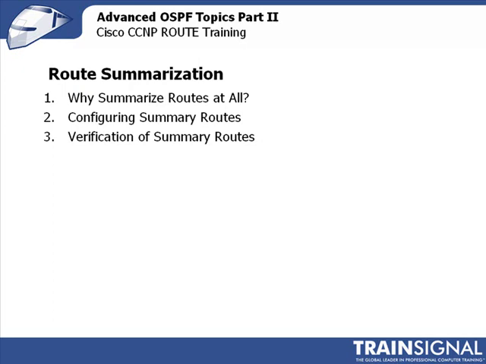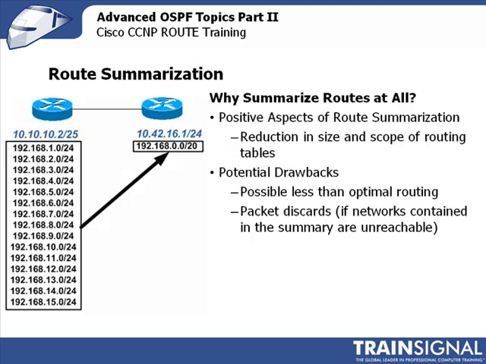So route summarization, let's start there. Why would you want to summarize routes? We'll start with that. We'll talk about how to configure summary routes. There are two types in OSPF. And then how to verify summary routes are operating as expected. So the question naturally comes up, why would you want to summarize routes at all? It's extra configuration, it's extra complexity. Why would you want to do it? Well, the most positive reason has to do with the reduction in size and scope of routing tables.